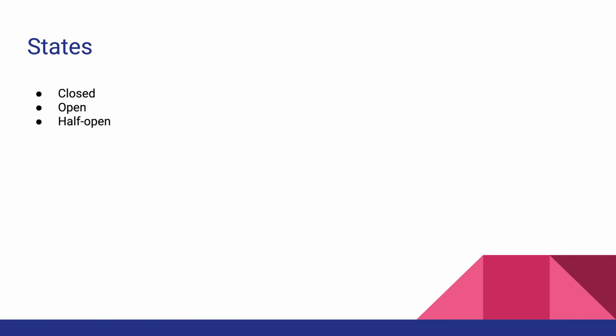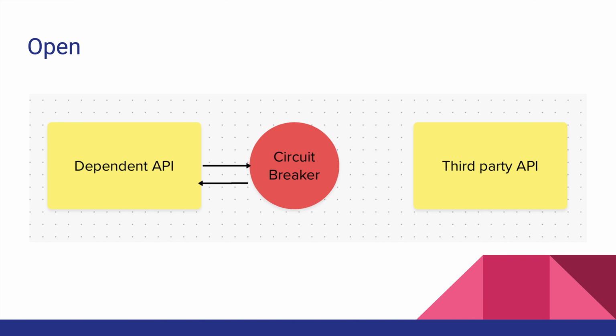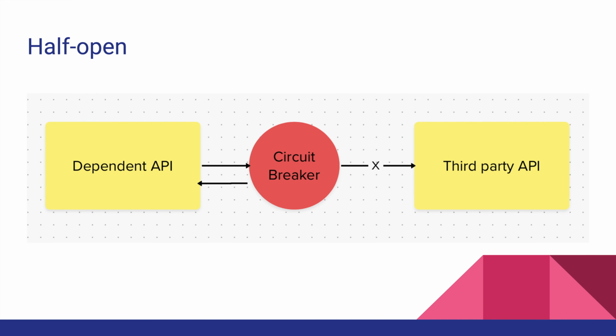What are the states of the circuit breaker? In the closed state, the circuit breaker passes on the request to the third party API and passes back the response to the dependent API. The circuit breaker goes into the open state when the third party API has been returning errors. The circuit breaker goes into the half open state when the open timeout is reached. It will allow at least one request to pass through to check whether the third party API is in good health or not.